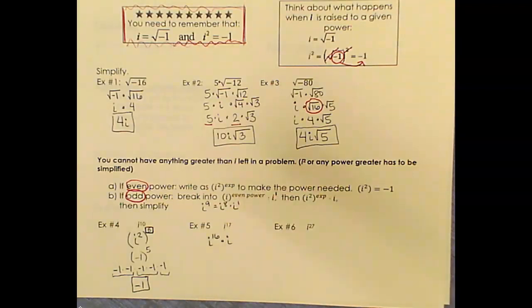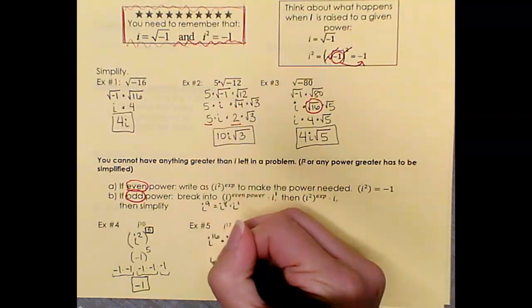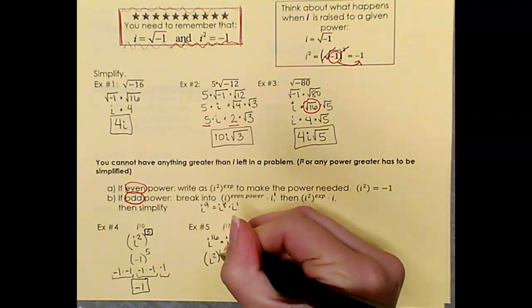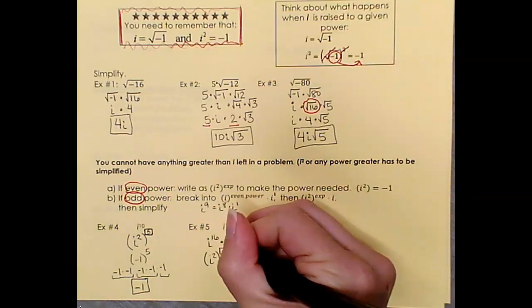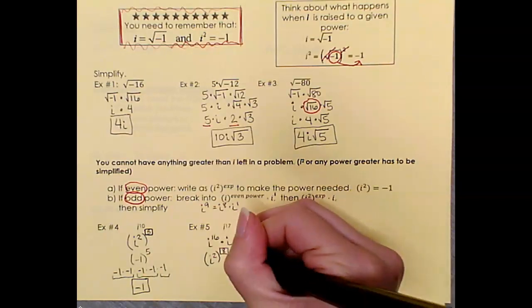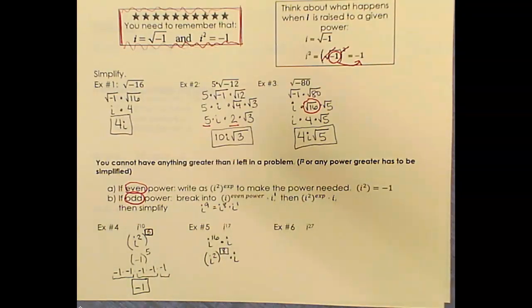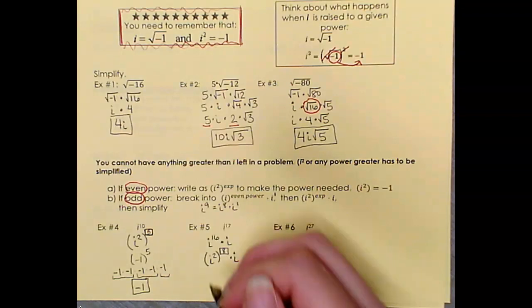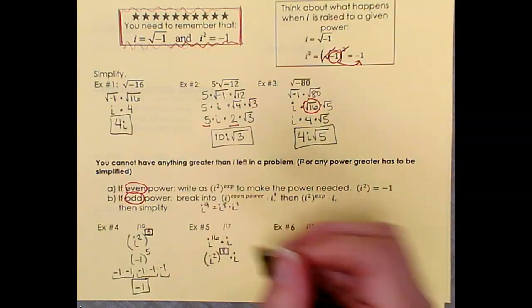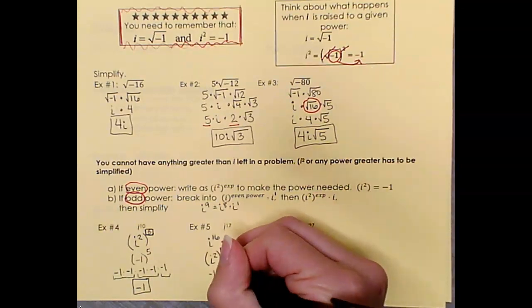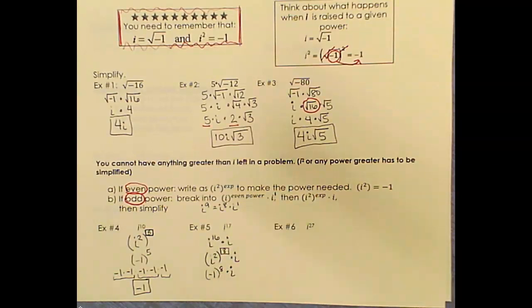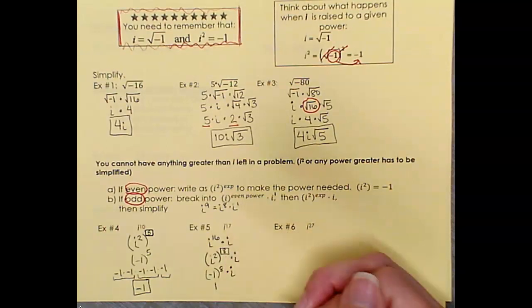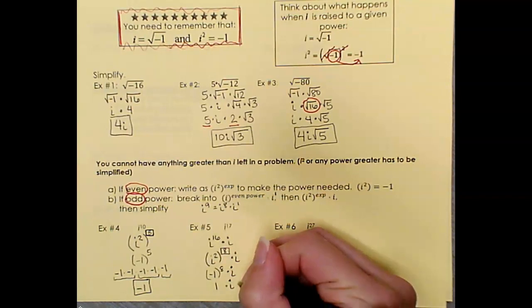i to the power of 16 can be written as i squared raised to the power of what? 2 times what is 16? 2 times 8 is 16. Times that extra i. Well, remember, i squared is negative 1. So negative 1 to the power of 8 times i. Negative 1 to the power of 8, all my negative 1s pair off, and I just get 1 times i, and that equals i.